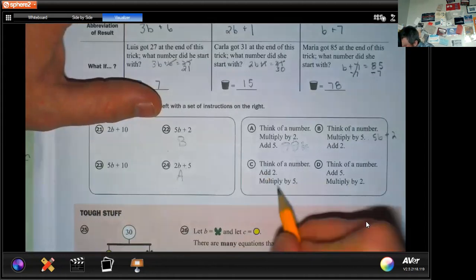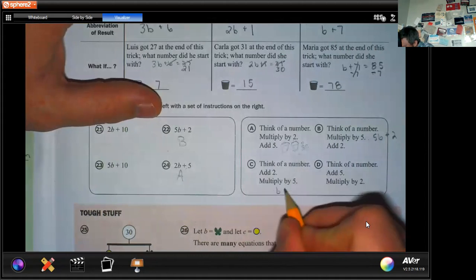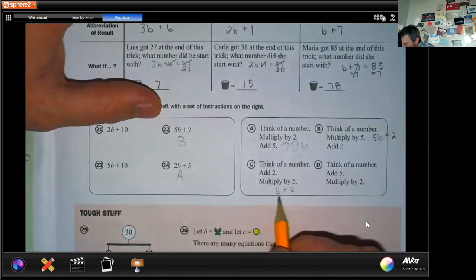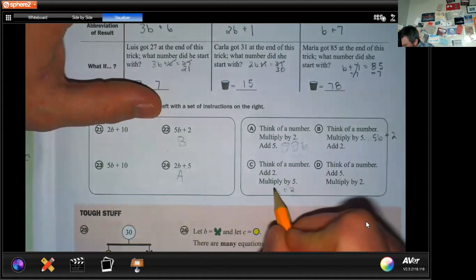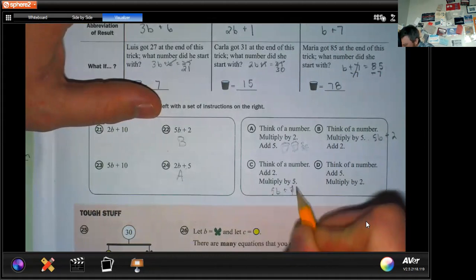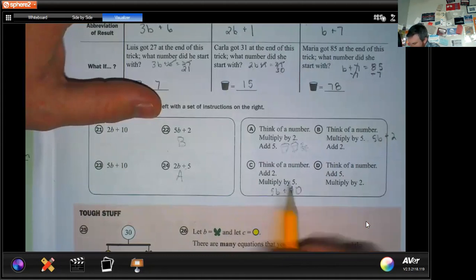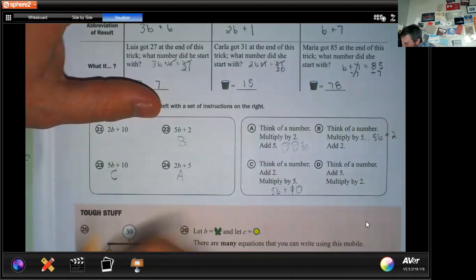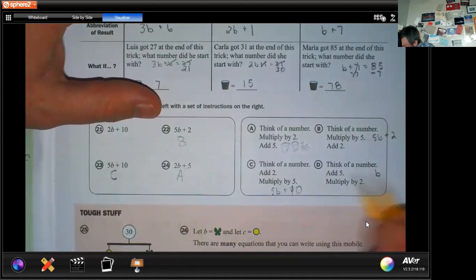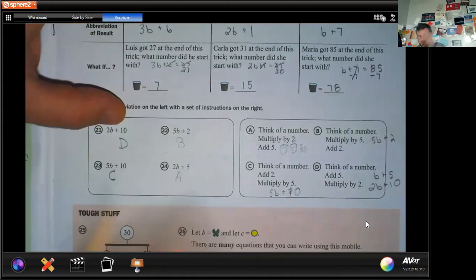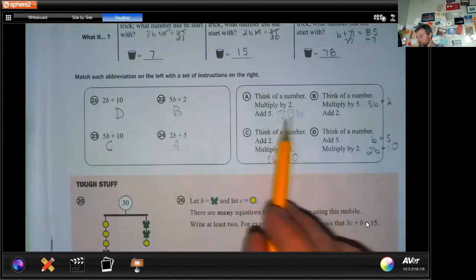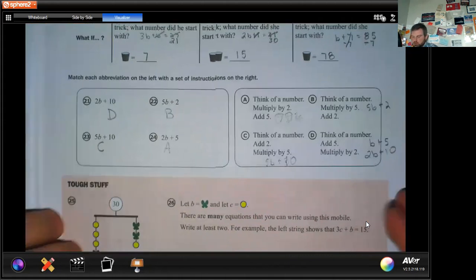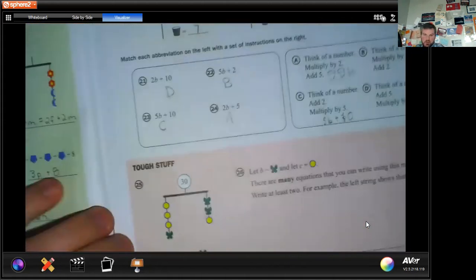Think of a number, so B, add 2, so that's plus 2, and then multiply by 5. So you're taking each one of these times 5. So you got 5 buckets, and 2 times 5 will make 10. Where's 5B plus 10? 5B plus 10, so this is C. Think of a number B, add 5, and then multiply by 2. So B times 2 is 2B, 5 times 2 is 10, and 2B plus 10 is right there for D. Okay, so you could draw pictures if you want, or you can use the shorthand of just writing the letter. All right, the tough stuff here.